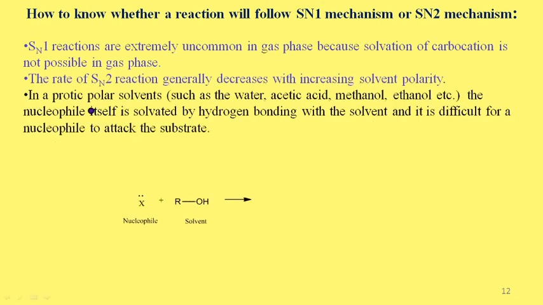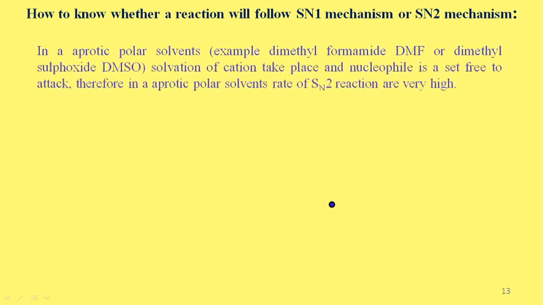That's why SN1 reactions are uncommon in the gas phase, because the solvation of the carbocation is not possible in the gas phase. The rate of SN2 reaction generally decreases with an increase in solvent polarity. If you use protic polar solvents such as water, acetic acid, methanol, ethanol, etc., the nucleophile itself gets solvated through hydrogen bonding, and it is difficult for the nucleophile to attack the substrate. That's why protic polar solvents decrease the rate of SN2 reaction.